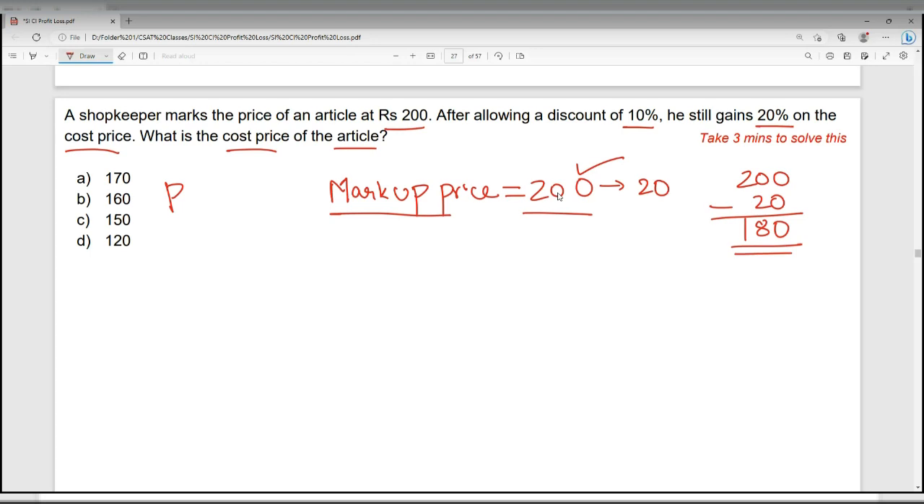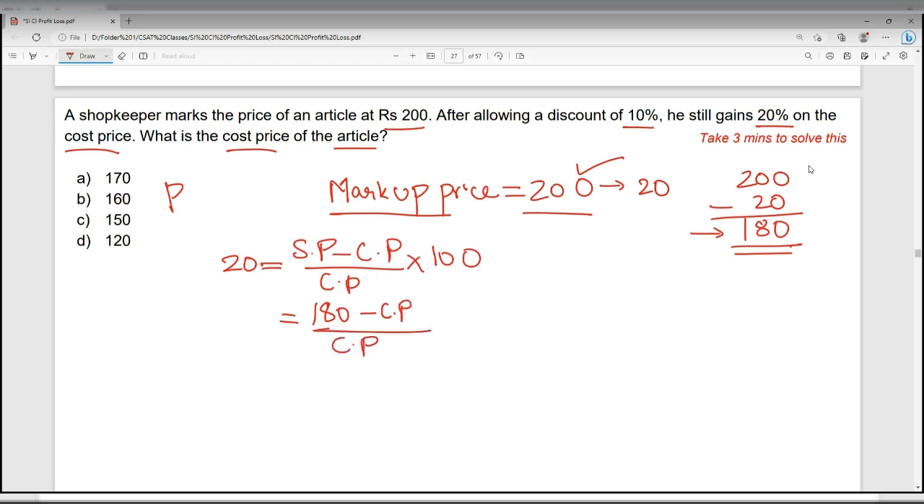So even after selling the article at 180, where the markup price was 200, he has given a discount of 10%, that is 20. He has sold it for 180. He still gains 20%. So we have this profit formula. The profit percentage 20% is equal to selling price minus cost price divided by cost price, into 100. The selling price is 180. We don't know the cost price. This is equal to 20.